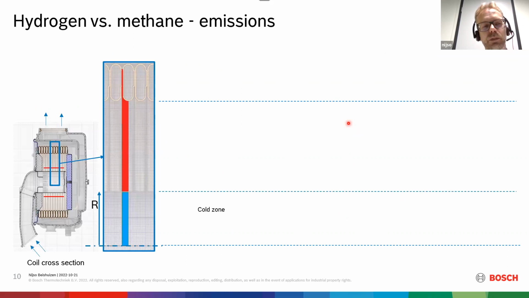Now let's first talk a little bit about emissions. Now, the most important emissions for natural gas appliances are carbon monoxide, which is very poisonous, and nitrogen monoxide, which is a greenhouse gas, and it also reacts to nitric acid, which causes acid rain. So these emissions are definitely emissions that you want to avoid.